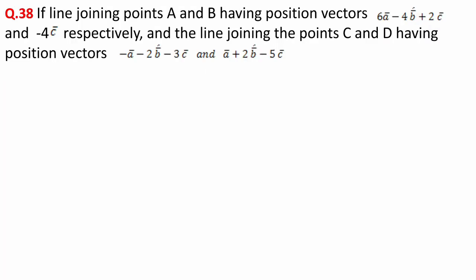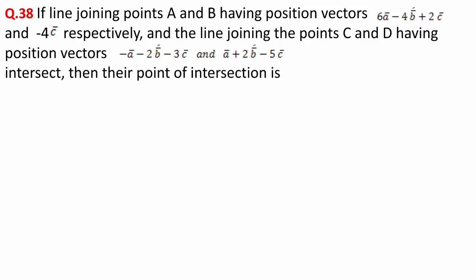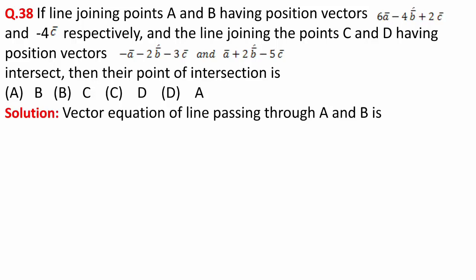Question 38. If the line joining A and B having position vectors 6a minus 4b plus 4c and minus 4c respectively, and the line joining the points C and D having the position vectors minus a minus 2b minus 3c and a plus 2b minus 5c intersect, then their point of intersection is. Options are A, B, B, C, C, D and D, A.